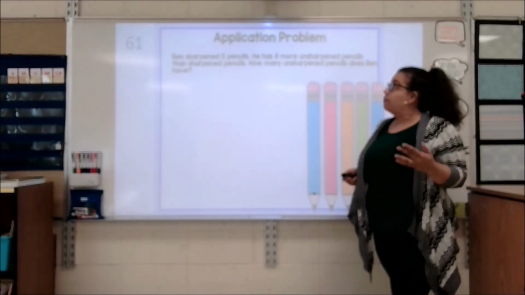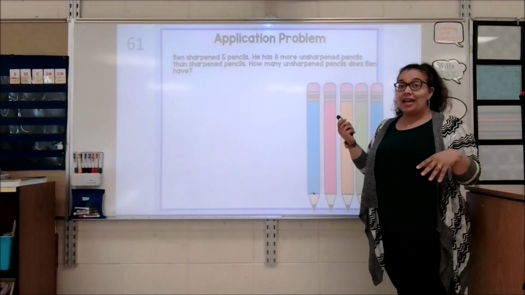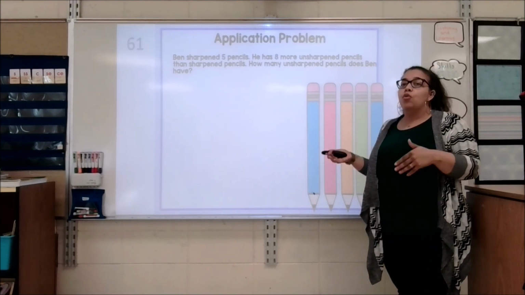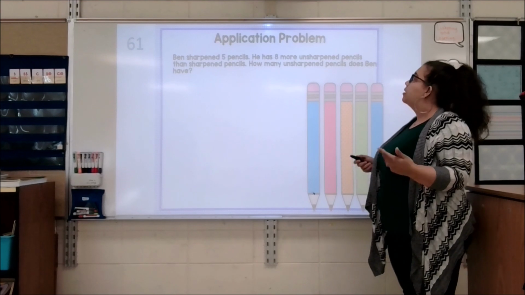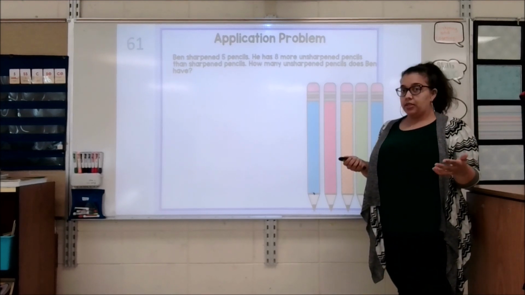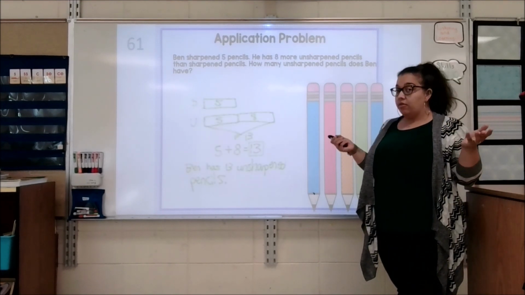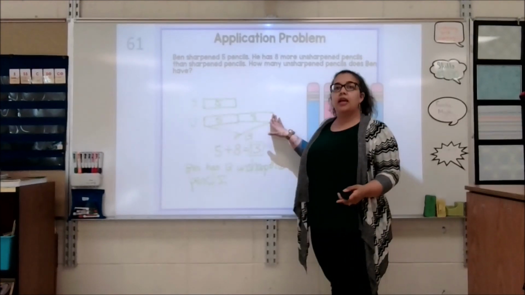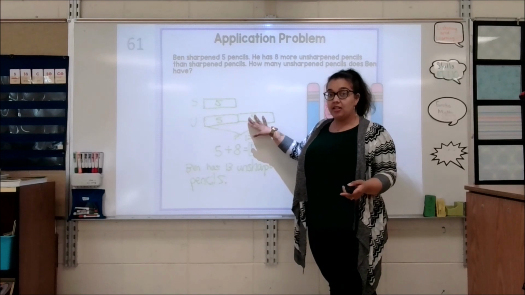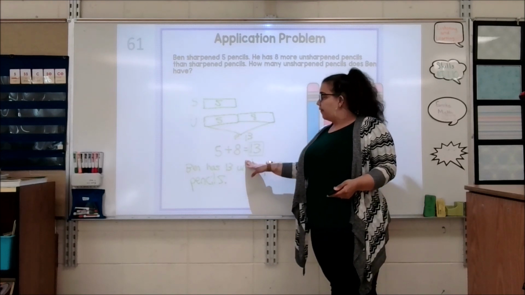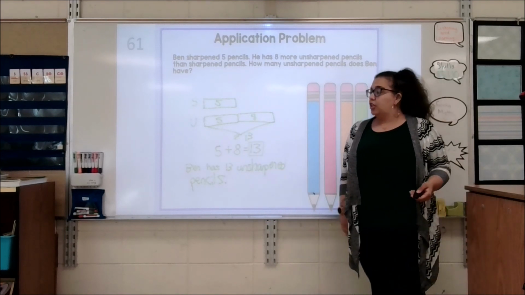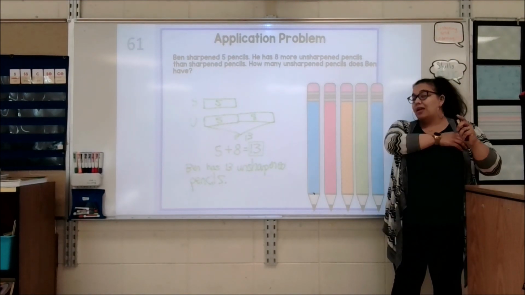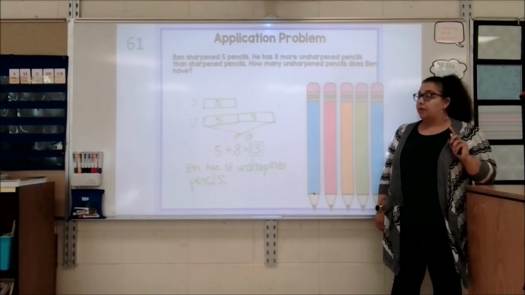Okay, so when we left off, Ben had sharpened 5 pencils, and he had 8 more unsharpened pencils, I'm sorry. We wanted to know how many unsharpened pencils does Ben have, and I used my tape diagram strategy to combine the known number of sharpened and the additional 8 that we were aware of as unsharpened to find the missing number to be that Ben has 13 unsharpened pencils.